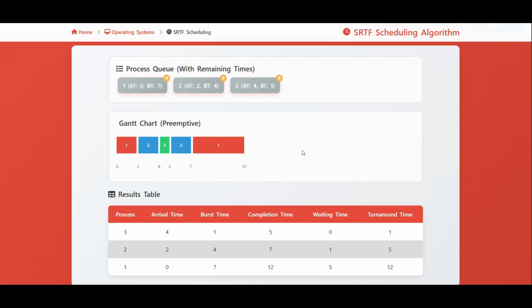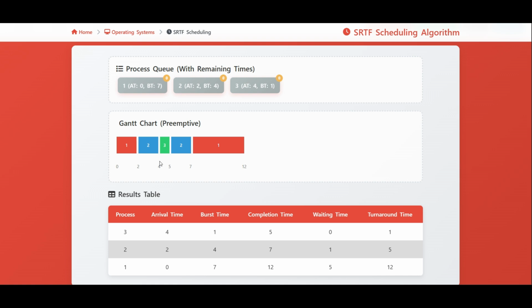So let's talk about the Gantt chart. From time 0 to time 2, the CPU executes P1 because it is the only process that has arrived. At time 2, P2 arrives with a shorter burst time than the remaining time of P1 because SRTF is a preemptive algorithm. So the CPU stops P1 and switches to P2. This is why P2 runs from time 2 to time 4.